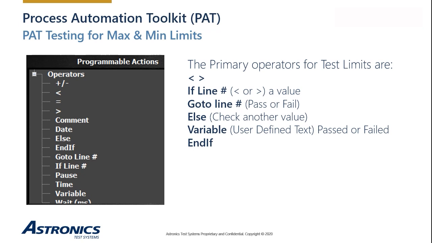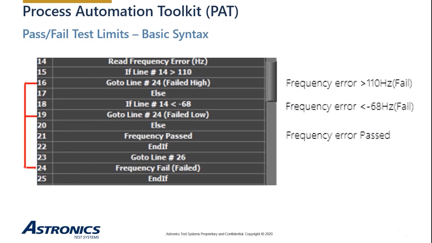In this slide we see the practical application of using the pass and fail parameters, the limits test, to test a radio's frequency, in this case read frequency error. If line 14, the one above where we read it, is greater than 110 Hz, then we go to line 24, failed. Else, we test again to see if the frequency is less than 68 Hz, and again if it's less than 68 Hz, we go to line 24, failed. Else, the frequency passed, and we jump out with an end if to take the next reading in the next slide.